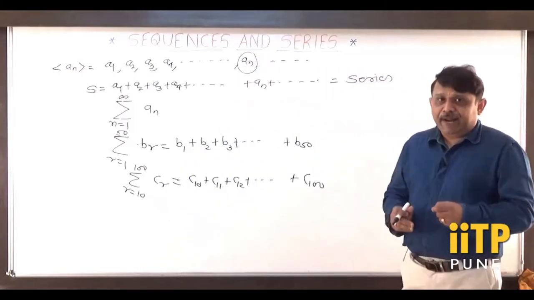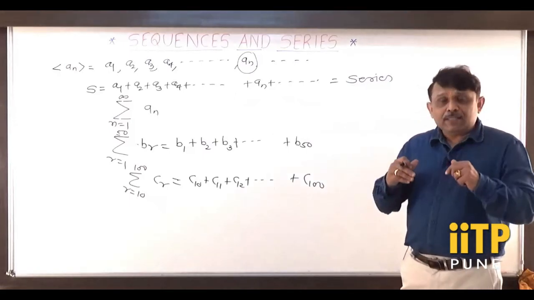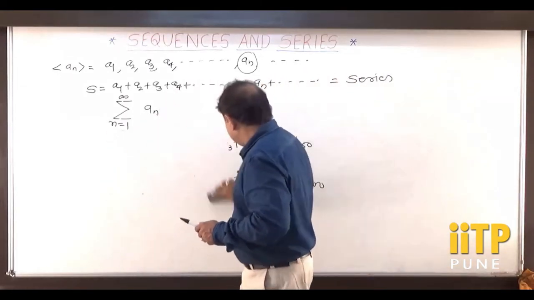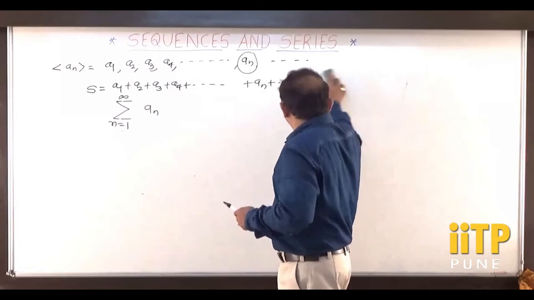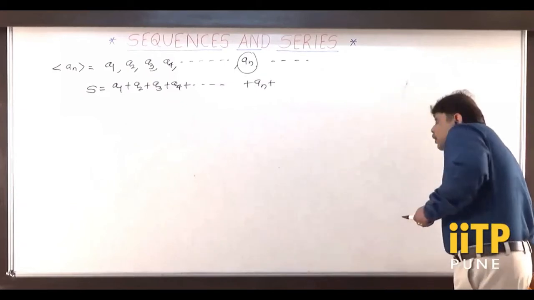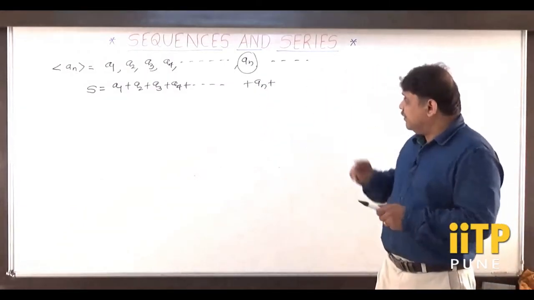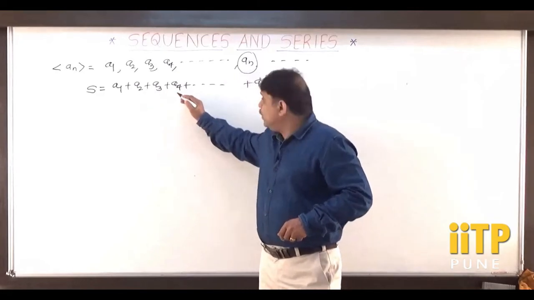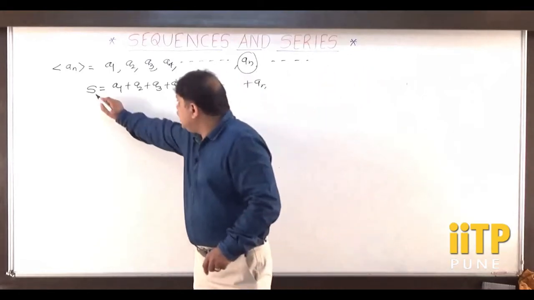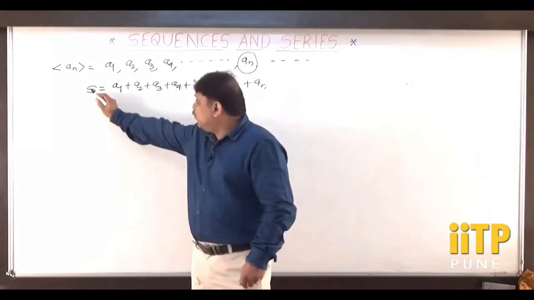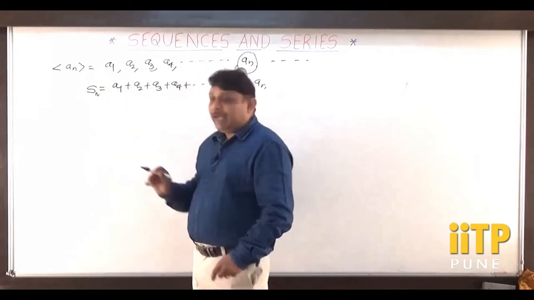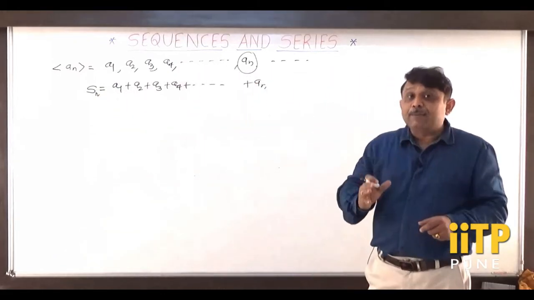Now one more thing we will define is the sum up to n terms of the sequence. Suppose I add only the first n terms of the sequence, that is a1 plus a2 plus a3 plus dot dot dot plus an. Then this is the sum of first n terms, denoted by Sn. S for sum, and we are summing from the first term till the nth term. So Sn is the notation to represent the sum of first n terms.